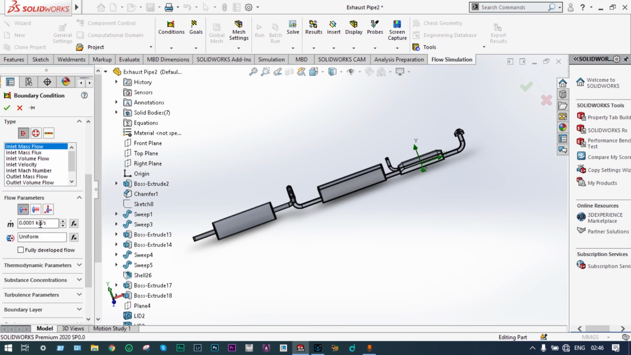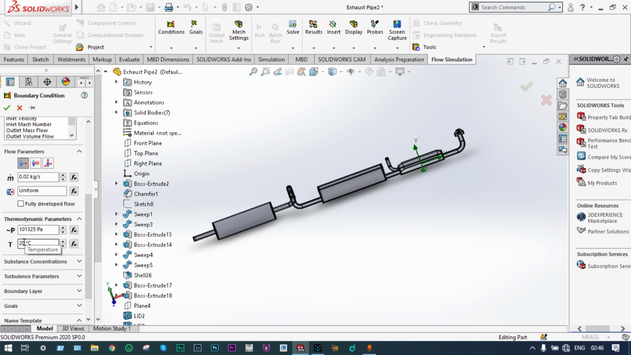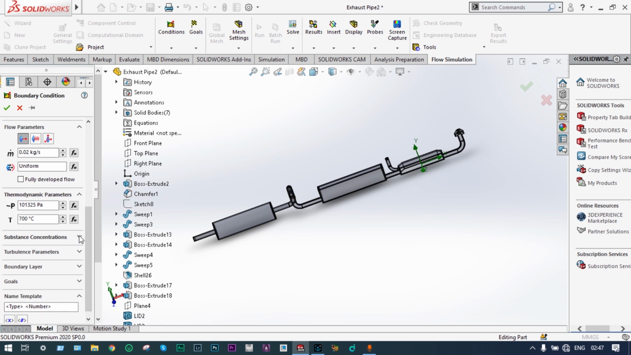We are considering the inlet mass flow rate of exhaust gas as 0.02 kg per second. Thermodynamic parameters: we are considering 101325 Pascal and temperature to be 700 degrees centigrade. And substance concentration is very important. We said already that carbon dioxide will be 15%, water vapor 15%, nitrogen 70%, and air will be 0% at the beginning, as it will be provided from outside.